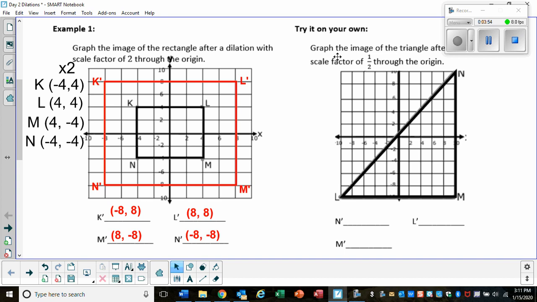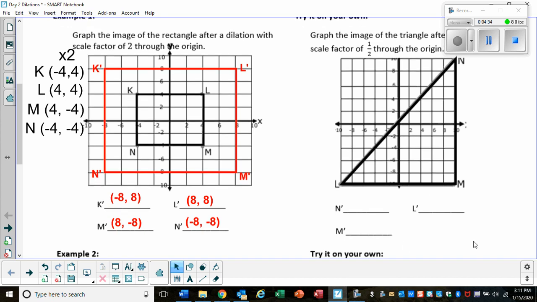The next one you're going to try on your own has a scale factor of 1/2. You're going to multiply by 1/2. If you need to, you can change 1/2 to 0.5. Or the other option, if you're feeling brave, instead of multiplying by 1/2, you could divide by 2, because you're trying to decrease it to half its size. That either means multiply by 1/2 or divide by 2. You can pick. Try that one on your own, create your new image, and don't forget to write them down.